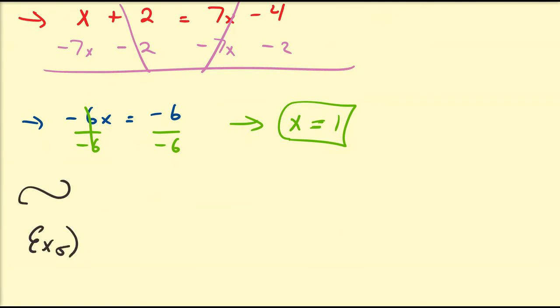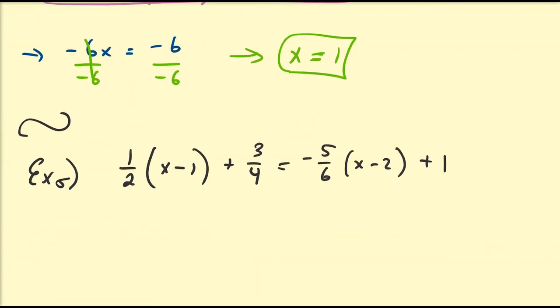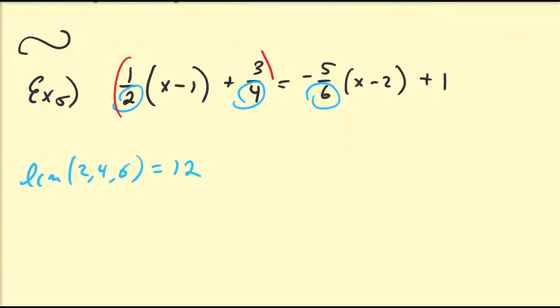As a last example, let us consider an example where there are fractions in the problem. So say 1/2 times x minus 1, plus 3/4, is equal to negative 5/6 times x minus 2, plus 1. So the first thing I'm going to do is find the least common multiple of 2, 4, and 6. One can easily find that to be equal to 12. So I'm going to multiply both sides of this equation by 12. Doing so is going to eliminate all of my fractions.